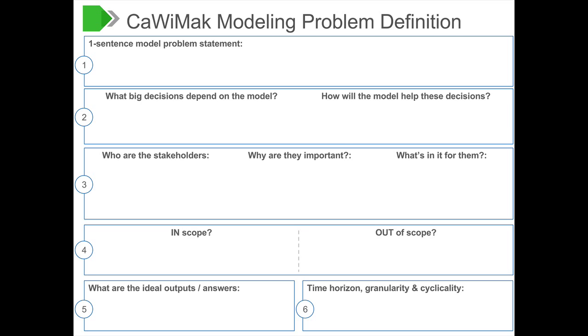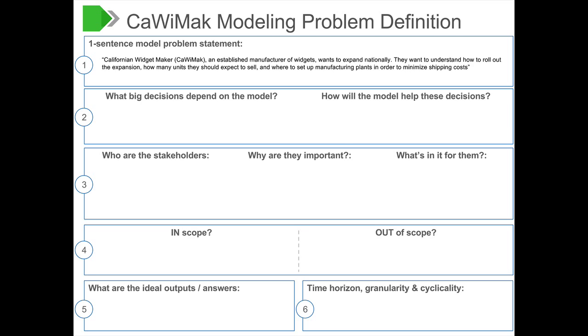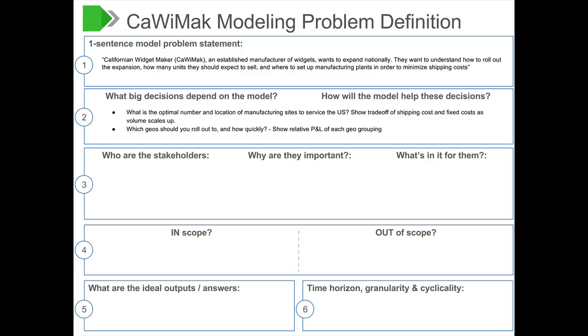And so let's go about completing our problem definition statement. We'll copy the widely agreed upon problem statement into section 1. In section 2, we look at what is the optimal number and location of manufacturing sites to service the US, and we'll need to show some trade-offs of shipping costs and fixed costs as volumes scale up. Also, which geos should we roll out to and how quickly? To do this, we should show the relative profit and losses of each of the geo groupings.